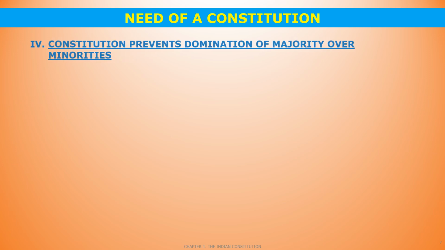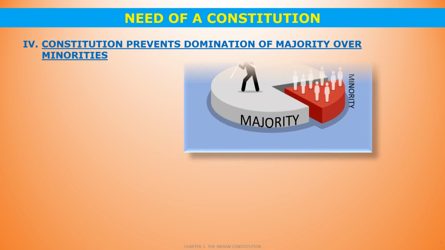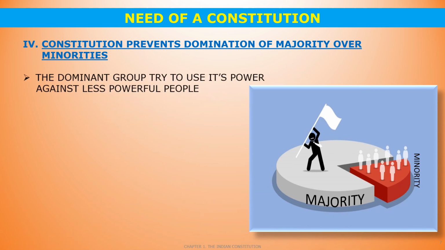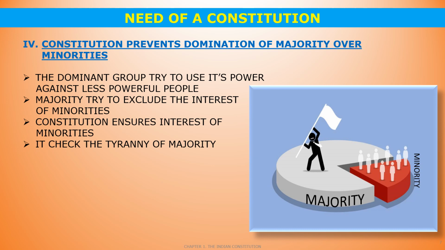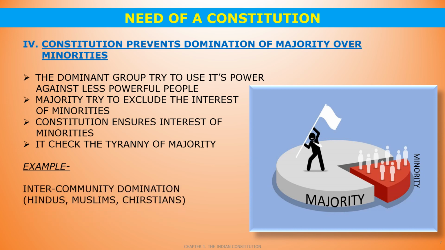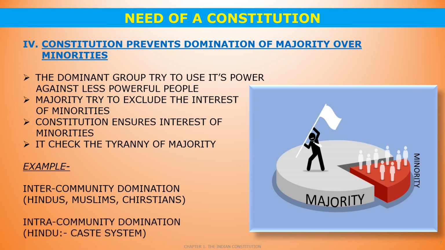Fourthly, the constitution prevents domination of the majority over minorities. The dominant group always tries to use its power against less powerful people in society. The majority tries to exclude the interests of minorities. But the constitution ensures the interests of minorities and checks the tyranny of the majority. For example, there is inter-community domination between Hindus, Muslims and Christians, and also intra-community domination in Hindus among the four Varnas.